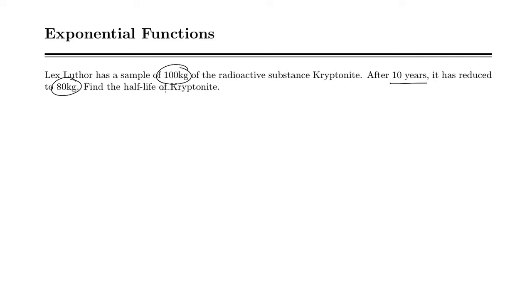So we'll use our basic exponential form. We'll take y equals b times a to the, I'm going to do t now since we're talking about time. And we will simply plug in the 2 points that we have. Okay, we have the point (0, 100). So at time 0, we have 100 kilograms. And we have the point (10, 80), because after 10 years, we have 80 kilograms.